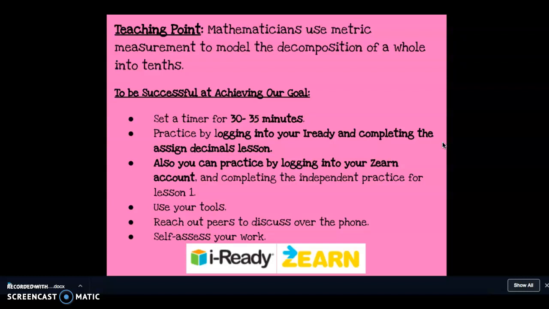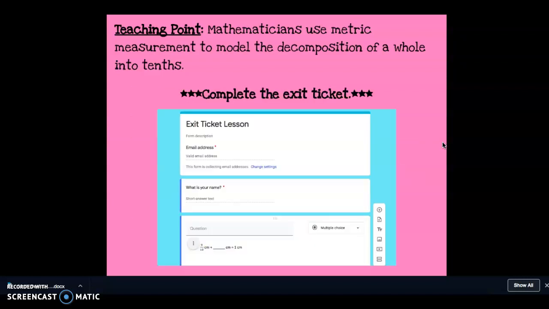Once you're done practicing, I want you to then take the exit ticket. So I want you to go back into the instructions, and then I want you to take the exit ticket. Make certain that you feel confident before you take this exit ticket.